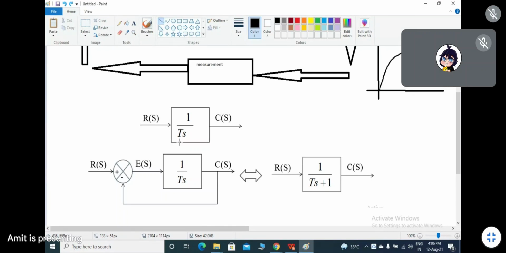I am commonly talking about negative feedback. I am not asking about positive feedback. When you go for oscillators, then you will go for positive feedback. Otherwise, you generally go for negative feedback.